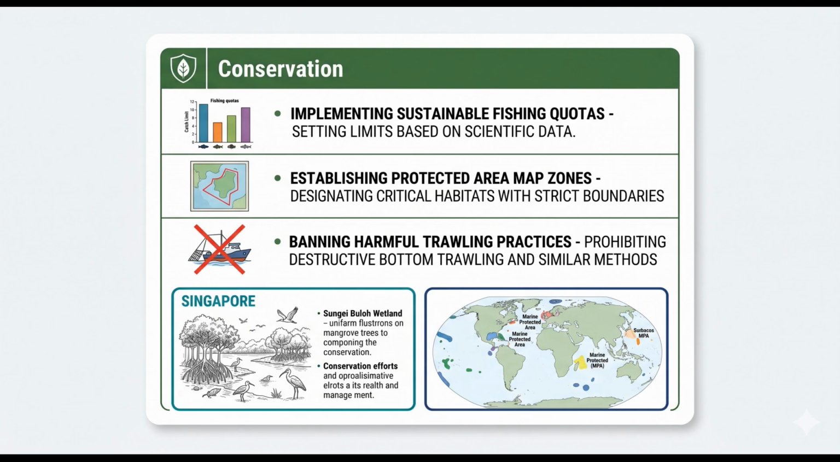The global example, Marine Protected Areas, or MPAs. Restricted fishing zones worldwide that allow fish stocks to recover inside their boundaries. The Great Barrier Reef Marine Park in Australia covers over 344,000 square kilometers of protected ocean.